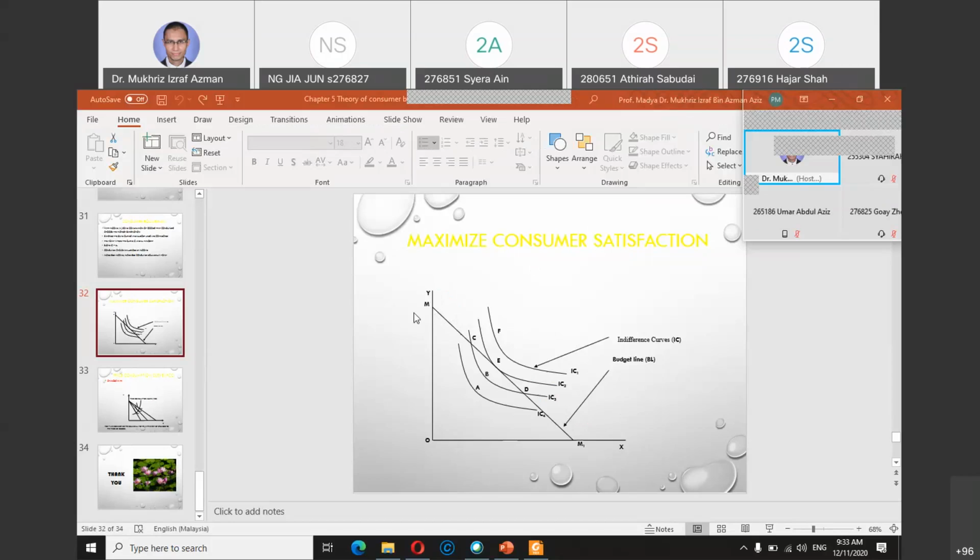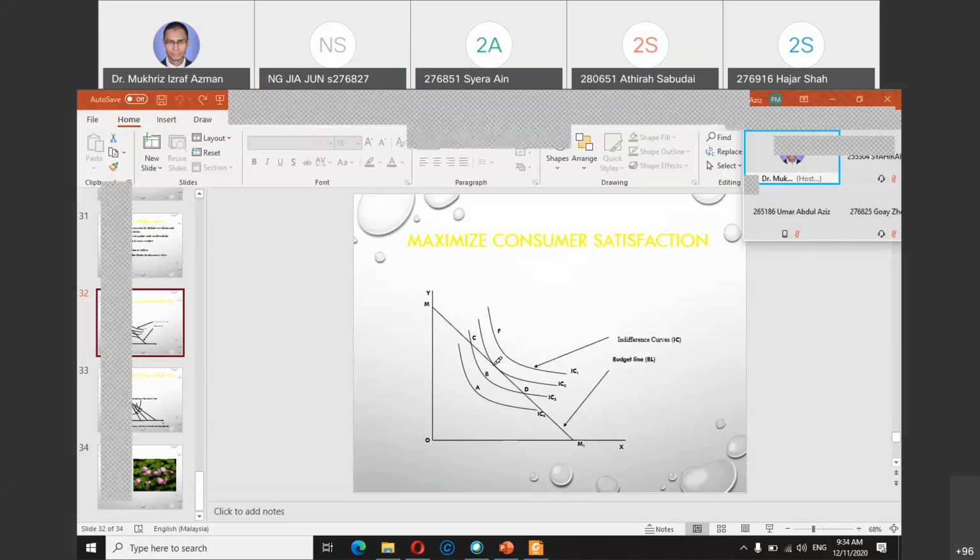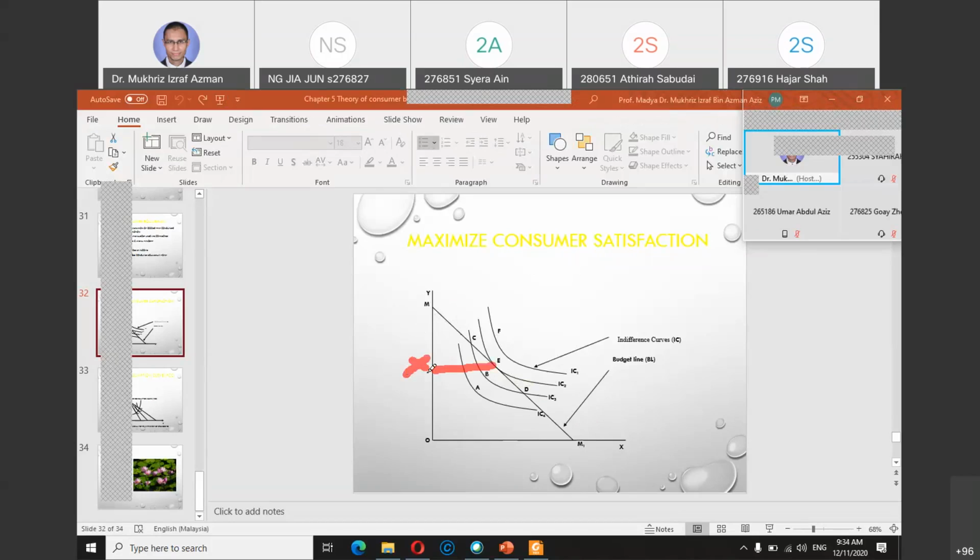So whatever money that you have, according to the income and the price of Y and the price of X, your budget line is only tangent to the indifference curve at IC2. So at IC2, your budget line is tangent at point E. So at point E, it means that the consumer will buy this much of Y and this much of X.